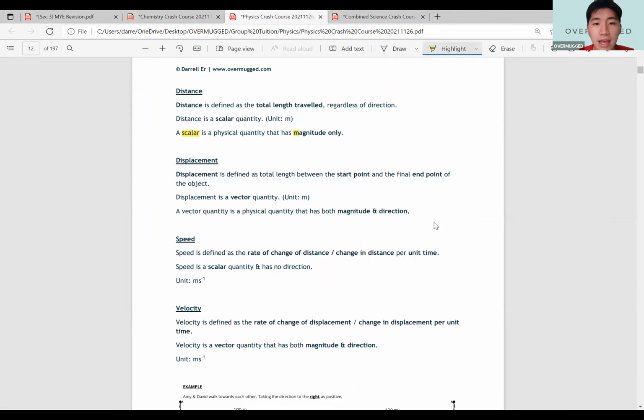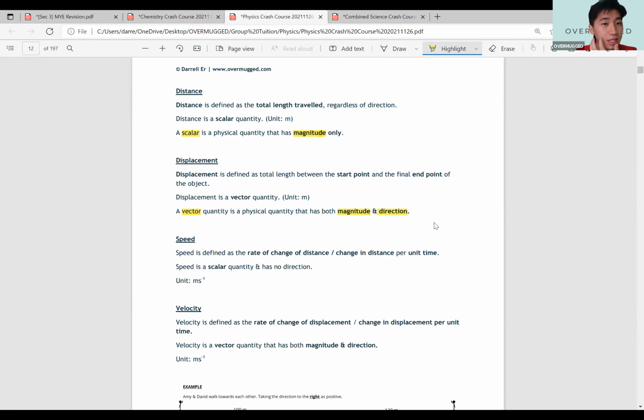Scalar means I only have magnitude. Vector means I have both magnitude and direction. The main thing is, does it have a specific direction? If it does, we are dealing with a vector. Okay. If it only has magnitude, that means I don't care about the direction. You go left or right, not my issue, right? It is a scalar.